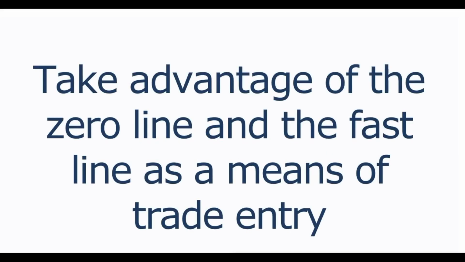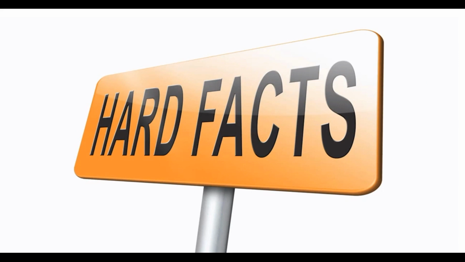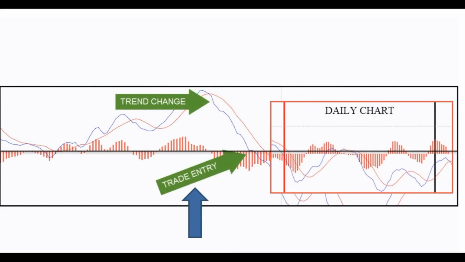Another way that we can use this indicator is to take advantage of the zero line and the fast line as a means of trade entry. Again, keep in mind the lagging nature of all indicators with this trading method, and highly consider using multiple time frames for your trading. You can see the change in trend during the moving average crossover, so we know we're looking for a short trade. Once the fast line crosses the zero line, this could be a trade entry. You can see how mechanical this is, but it also gets you in very late in the move.